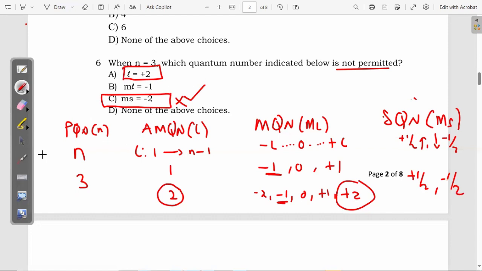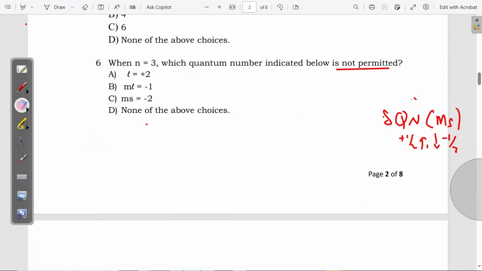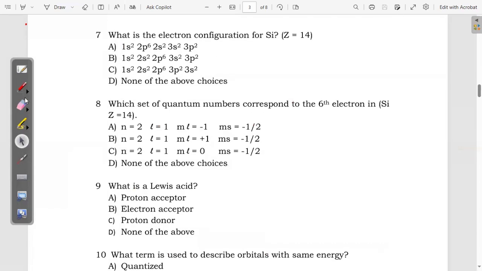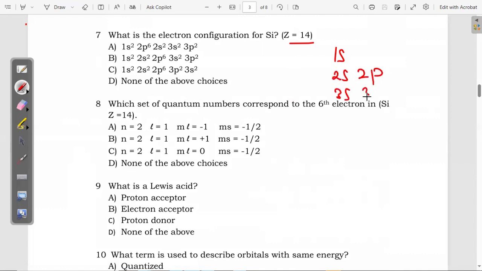Okay, so now we move to question 7. Question 7, they're saying what is the electron configuration for silicon, which has atomic number 14. So when writing this electronic configuration, always write this. You write 1s, and then you write 2s, 2p, 3s, 3p, 3d. I can see there's no 3d there, so it means this will be enough.